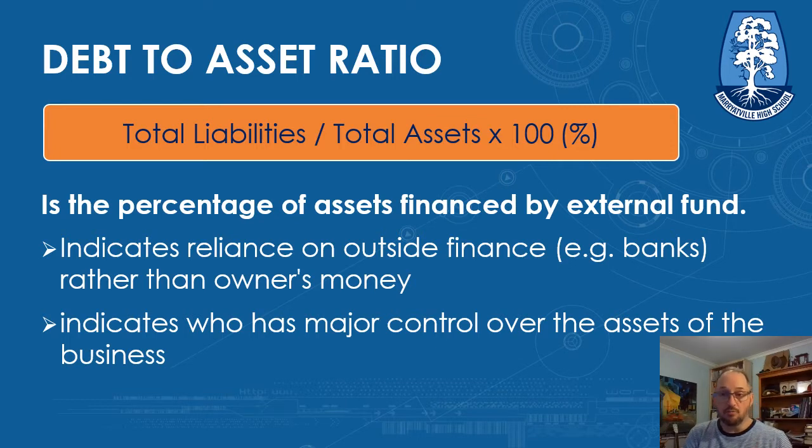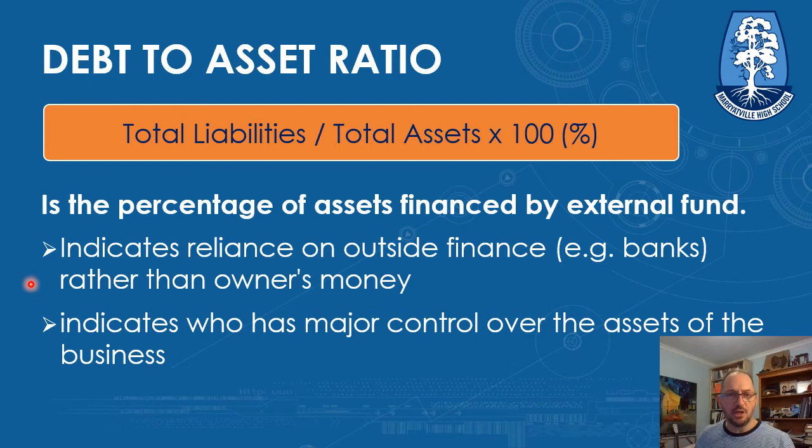The first ratio we're going to be looking at here regarding solvency is the debt to asset ratio. The debt to asset ratio divides our total liabilities by our total assets, and it's expressed as a percentage. So it tells us the percentage of assets that are financed by external funds, okay? So if we divide our liabilities by our total assets, that tells us how much of our assets are financed by external funds as opposed to internal funds. Internal funds means we are using our equity. That means it would be equity funded. External funds is debt funded.